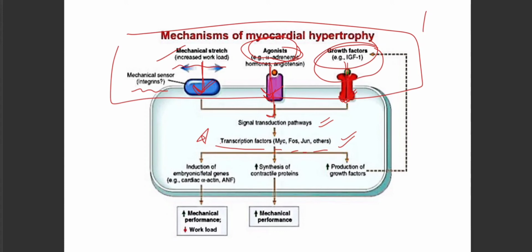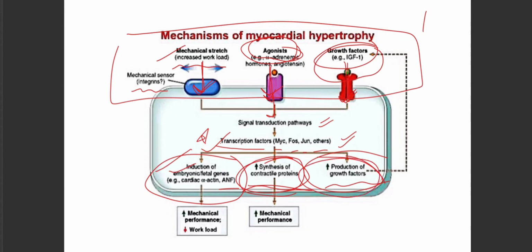Once there is activation of the transcription factors, it causes three main things. Remember all these points, it's very important. There will be induction of embryonic or fetal genes like cardiac alpha actin and ANF, or an increase in the synthesis of contractile proteins like actin and myosin, or an increase in the production of growth factors. These are the three main changes due to activation of transcription factors.